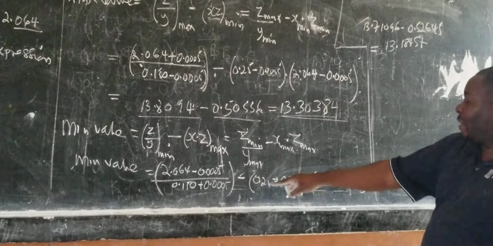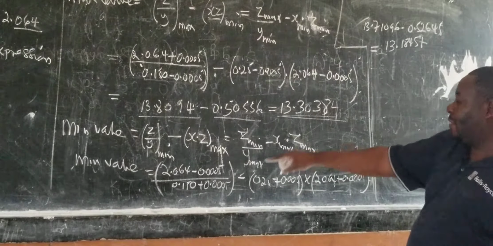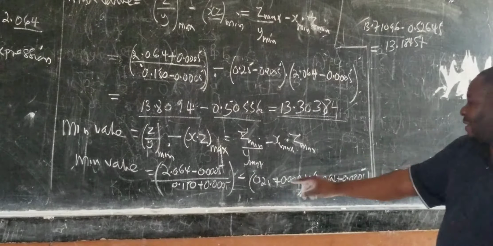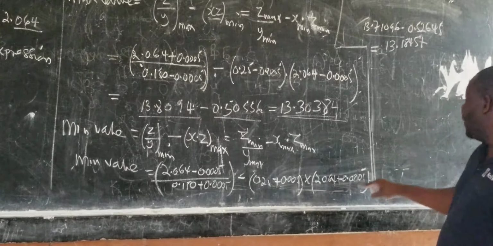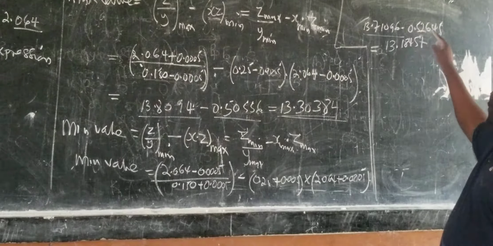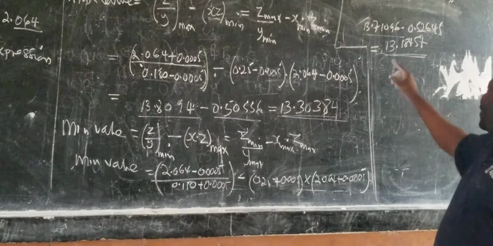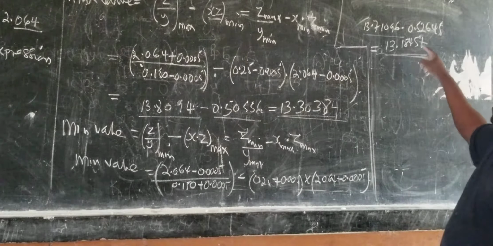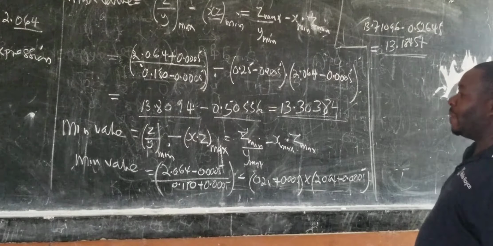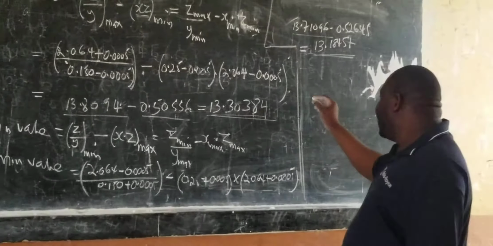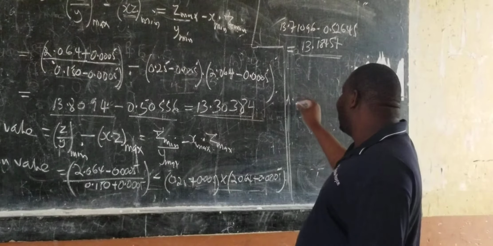So when you use the calculators, the first term here giving us 13.71096, then the second term here is giving us 0.526. So when we subtract it, the minimum value of the expression is 13.18451. Use as many numbers as possible for accuracy purposes. Then we get down the absolute error.